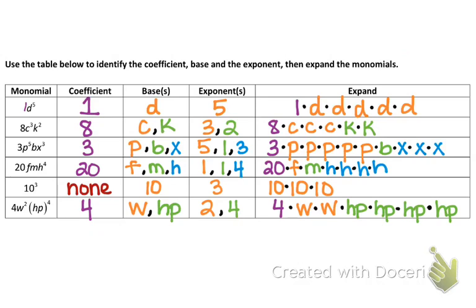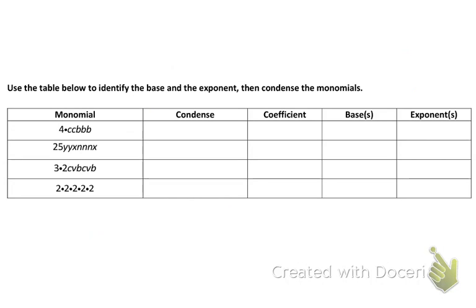There are other ways that we can write this in expanded form, and maybe you can try one on your own. In the second table, we're going to go backwards and condense our monomials. So in the first row, we have 4 times C times C times B times B times B. So in order to condense, we need to know how many copies of each base that we have. First of all, we have our coefficient of 4. We have 2 copies of C and 3 copies of B, so this becomes 4C squared B cubed.